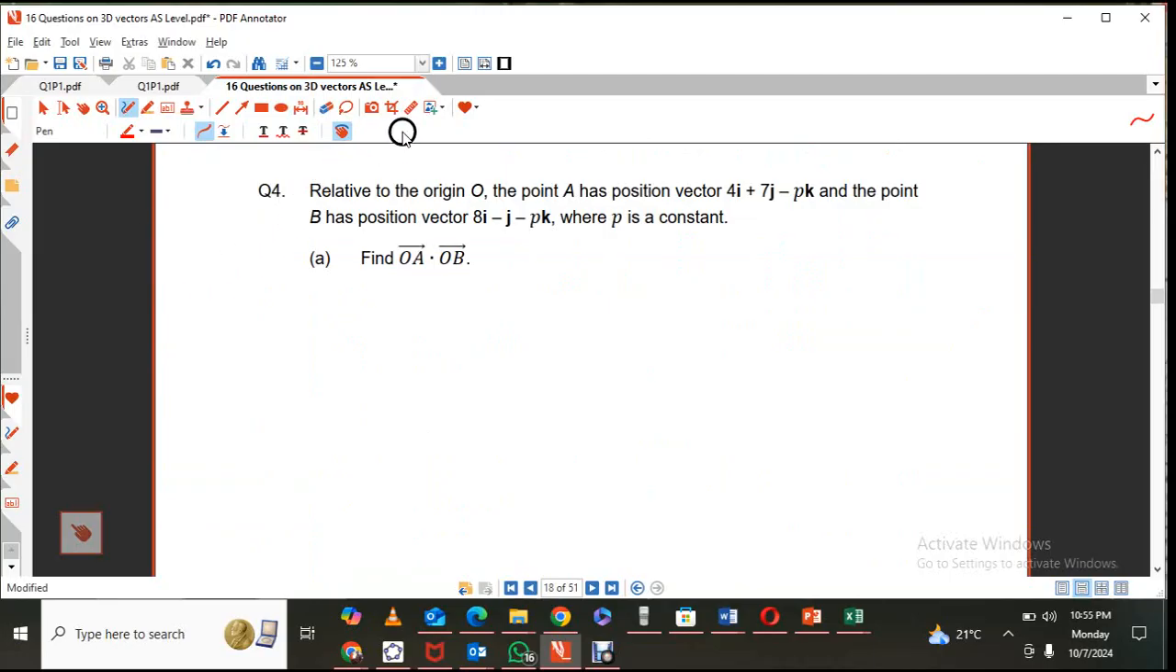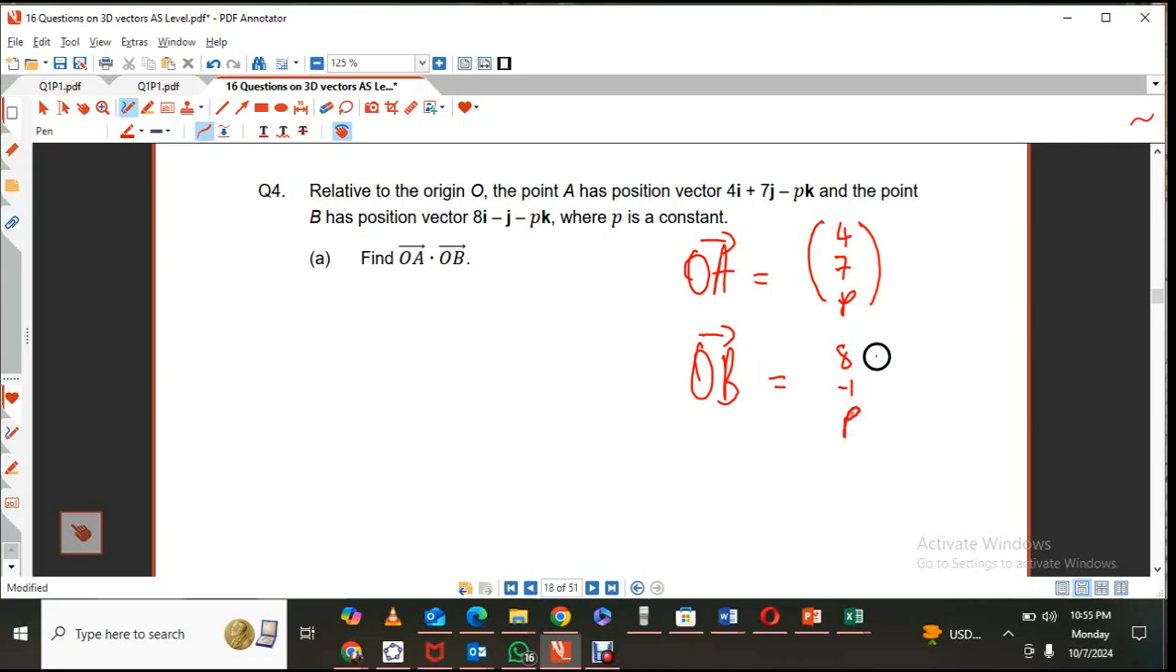What are we told in this question? We are told that relative to the origin, the point A has the position. It's totally up to you if you want to keep it in that form. I'm going to write it as column vectors, so that's 4, 7, as well as p, especially when I have other letters that I need to find. And then I also do the same for OB, because B was point B, so OB is going to be 8, -1, as well as p.